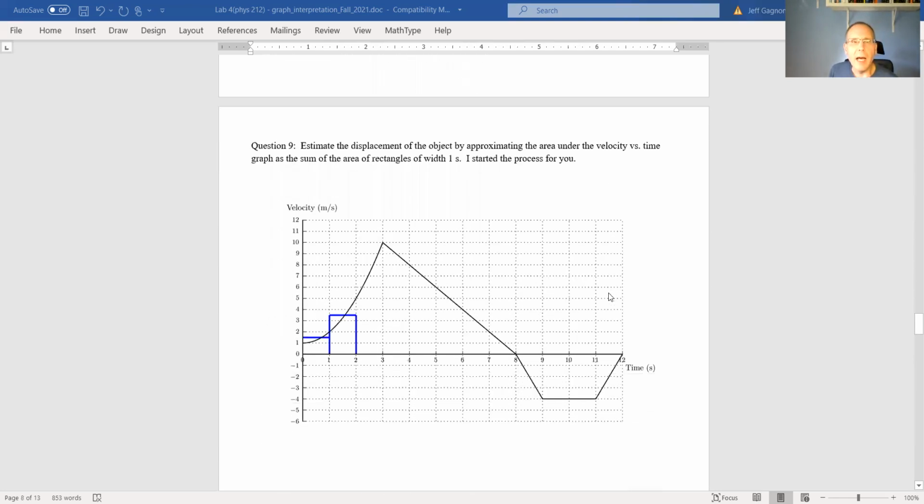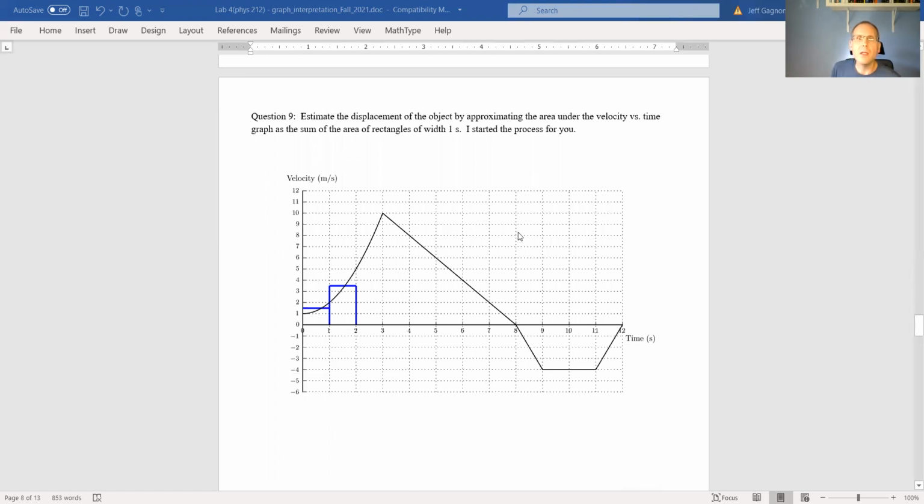Okay, and then the last question that Physics 207 needs to do is this one, question 9. So if we have a more complicated graph, and here it's curved, then it's straight. So this isn't too bad. But if you have a more complicated graph, one way of at least estimating the displacement is by fitting rectangles to your graph. So I started the process here for you.